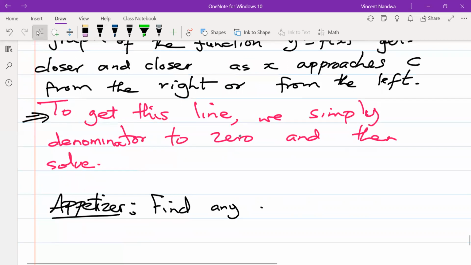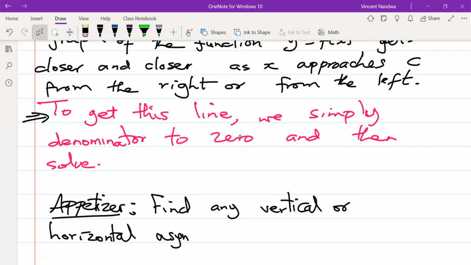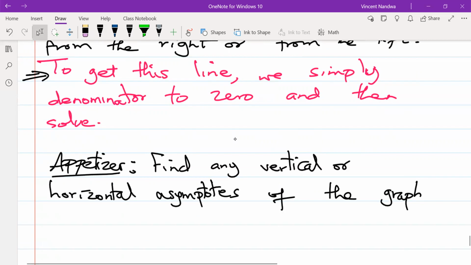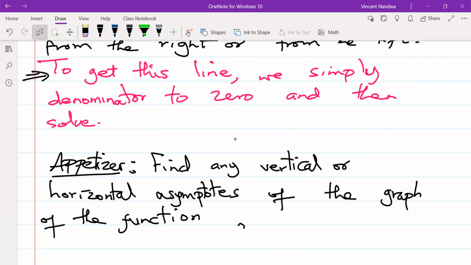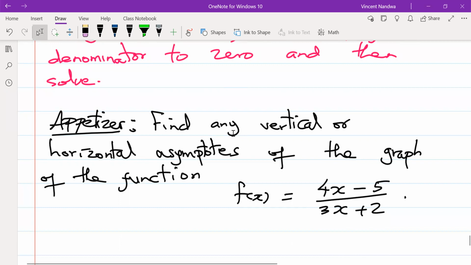Okay, so find any vertical or horizontal asymptotes of the graph. Find any vertical or horizontal asymptote of the graph of the function f of x equals (4x minus 5) over (3x plus 2).